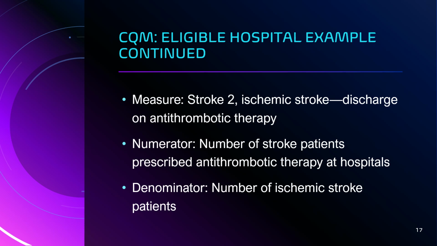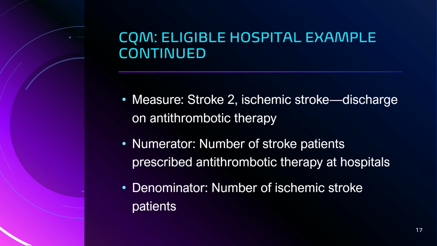Numerator and denominator for stroke measure. Just like the outpatient pharyngitis example we looked at earlier, this hospital stroke measure also boils down to a numerator and a denominator. The denominator is the total number of patients admitted with an ischemic stroke. That's our full population for this measure. The numerator is the subset of that group, the number of those patients who are actually prescribed antithrombotic therapy at discharge. So the quality score here is simply the percentage of stroke patients who leave the hospital with the right preventive medication.